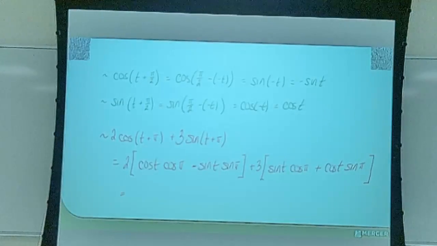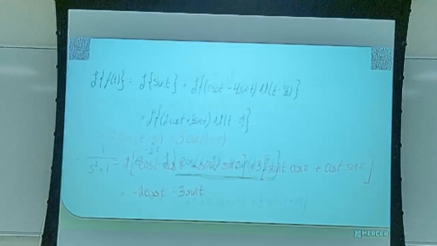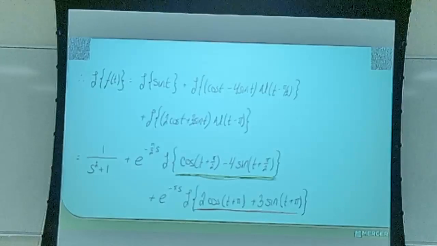What is cosine of pi? Negative 1. What's sine of pi? 0. Oh, that was nice. Then this is going to be what? Minus 3 sine t, and then 0 again. That now takes care of that.